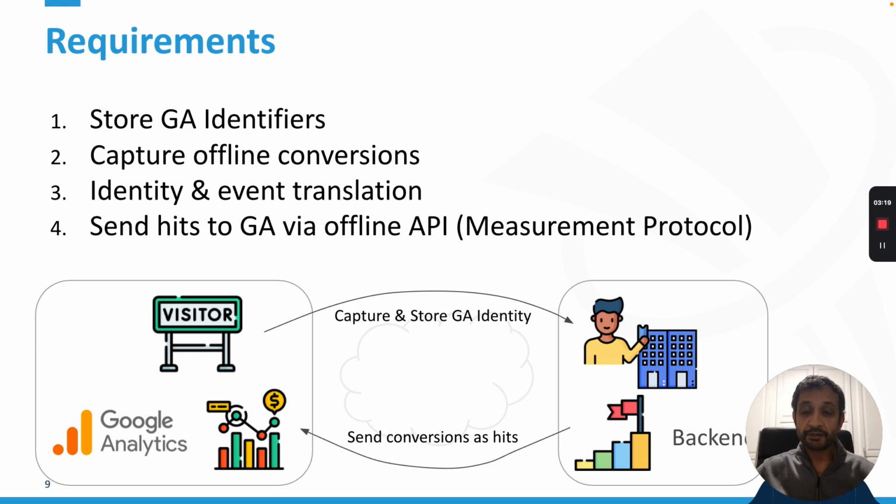So today I want to walk you through the four major requirements to accomplish this integration, starting with the important identifiers that Google Analytics uses and storing those in your backend platforms, capturing those offline conversions from those backend systems, translating them into the identities and events that Google Analytics expects, and then sending those as hits to Google Analytics via the offline API known as the measurement protocol.